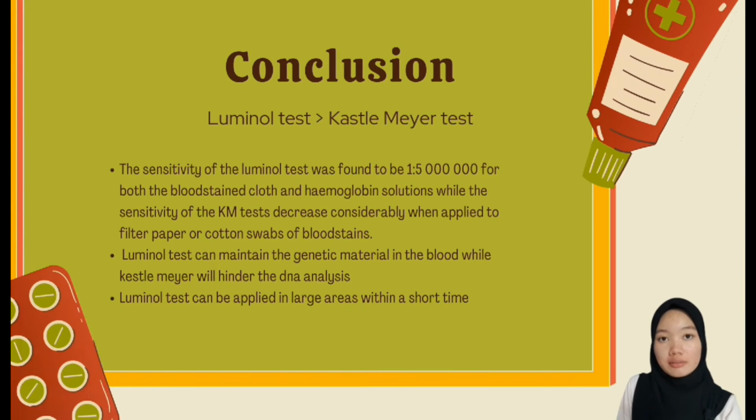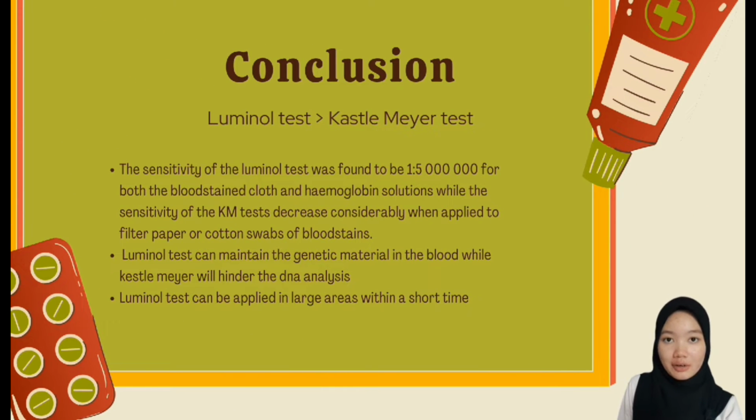So in conclusion, based on the results that we have discussed just now regarding two presumptive tests, the luminol test is clearly the most sensitive blood detection technique commonly used by forensic investigators. This is because the interesting finding was that the sensitivity of the Kastle-Meyer test decreased considerably when applied to cotton swabs of the blood stains. However, the sensitivity of the luminol test was found to be 1 to 5 million in ratio for both the blood stain clothes and hemoglobin solutions.